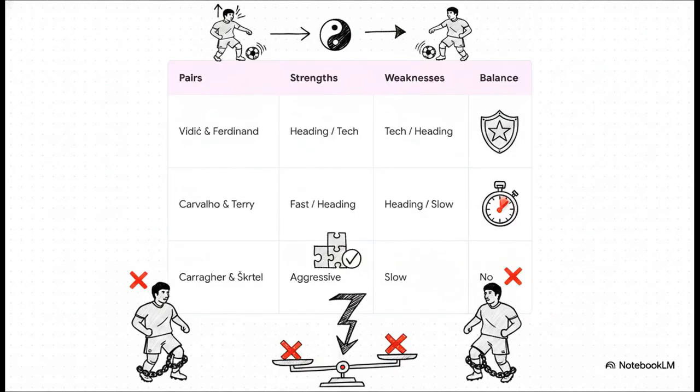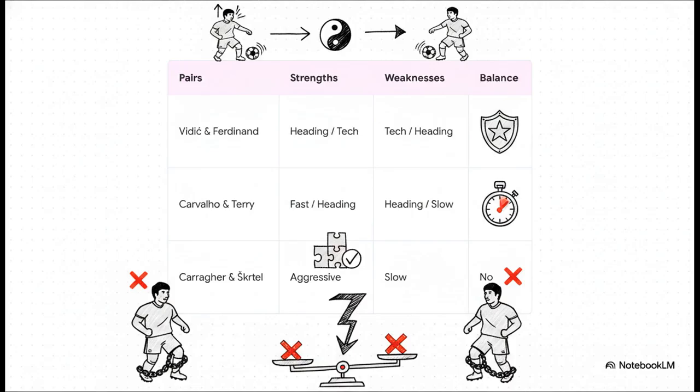The real takeaway here is that a pair is literally only as good as its balance. Analysts spend countless hours making sure players in a pair actually complement each other, rather than stepping on each other's toes. Take Manchester United's legendary duo. Nemanja Vidic brought unbelievable heading ability, while Rio Ferdinand brought elite technical ball skills. It was perfect balance. Or at Chelsea, Ricardo Carvalho's sheer speed perfectly covered for John Terry's lack of pace, while Terry brought the aerial dominance.